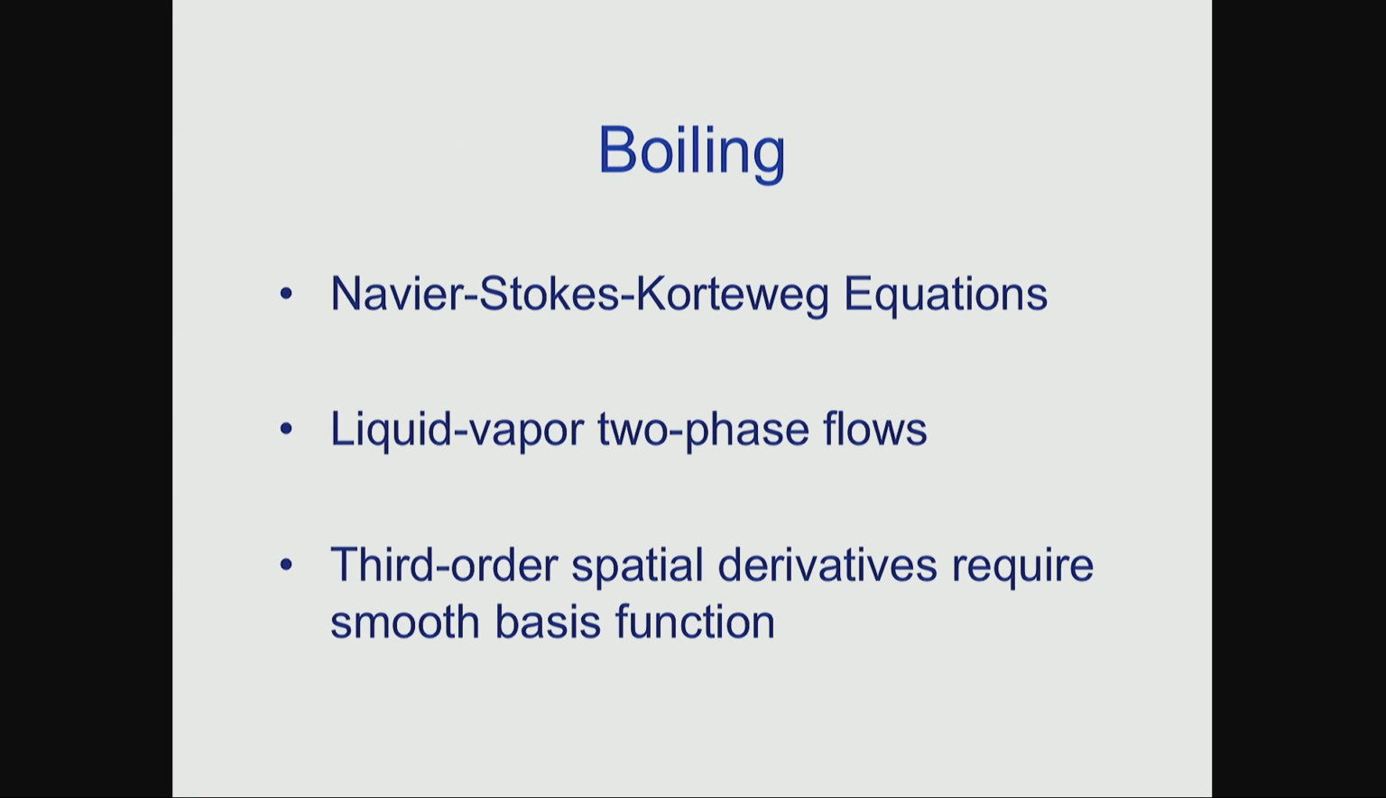Here's an application to boiling. It utilizes the Navier-Stokes-Korteweg equations. These govern liquid-vapor 2-phase flows. The interesting feature of the Korteweg stresses is that they involve 3rd-order spatial derivatives. So if you want a simple Galerkin-type method for solving these equations, you need smooth basis functions. And so the calculations here are done with C1 continuous B-splines.